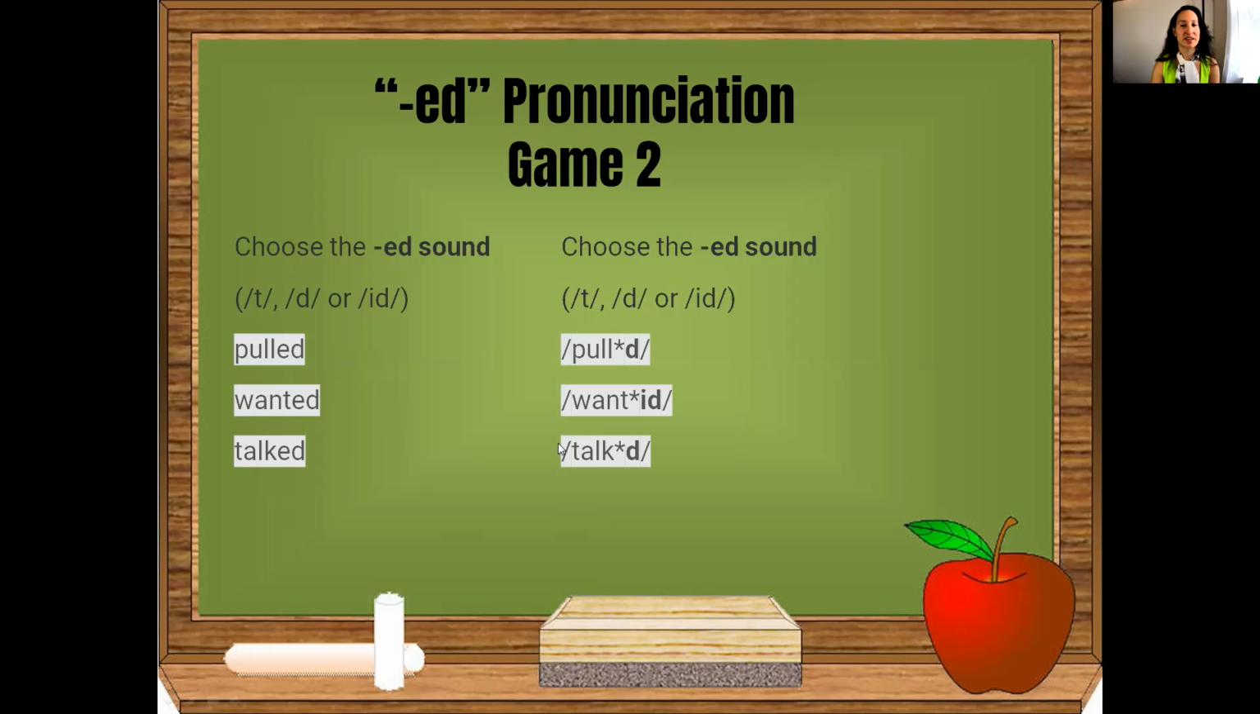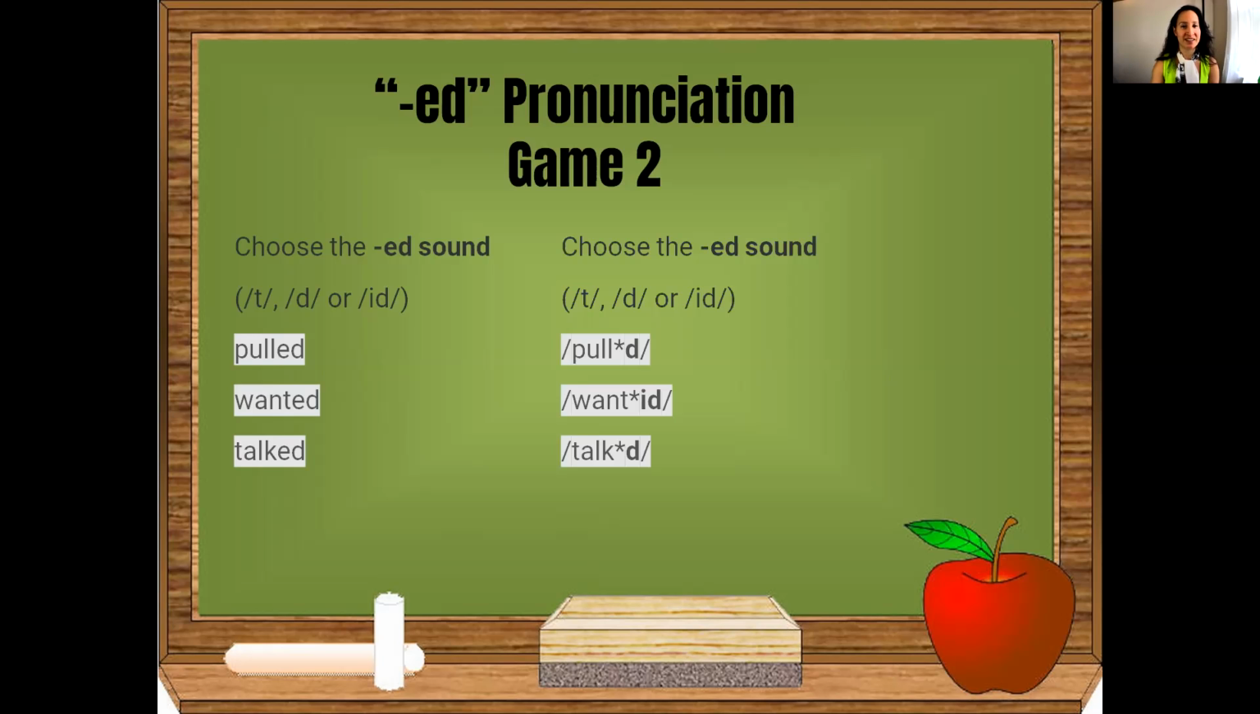This one. It's not "talk-ed", it's talked, talked. Okay? So I want to make sure that you're listening. So it's very important that you listen. Okay, I'm going to say it one more time. Pulled, that's correct. Wanted, this is correct. Talked. So what should this be? This should be a T, okay? So I hope you're writing this down or crossing this out.